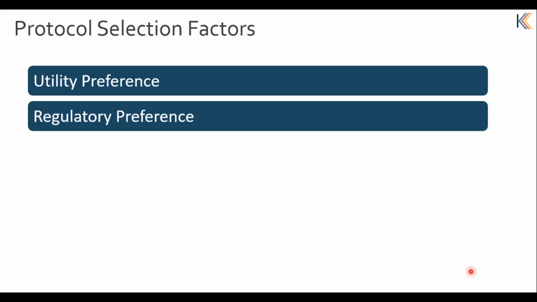Another aspect to look at is regulatory preference. For the regulatory preference as well for 2030.5, we see California Rule 21, Hawaii Rule 14, and Australia has also come up with its own flavor, CSIP-Aus.